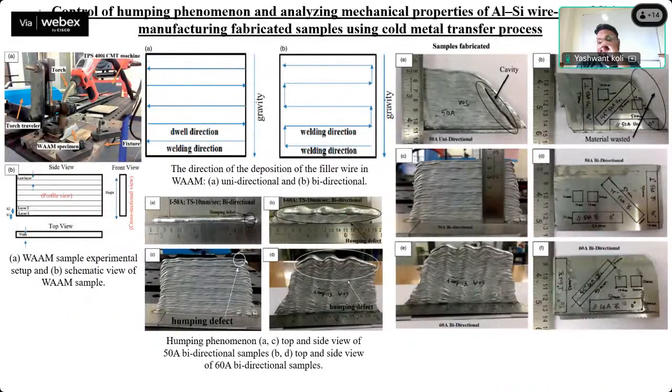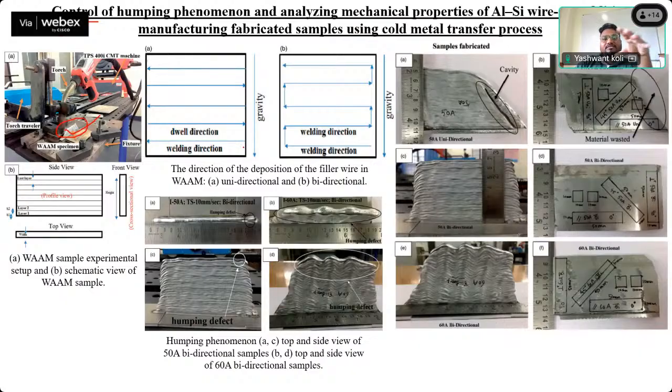This paper I have already published, and it is available on ScienceDirect. It is on the control of humping phenomena and analyzing mechanical properties of aluminum silicon wire arc additive manufacturing fabricated using CMT. So basically what we are doing is layering of the aluminum samples with different path strategies.